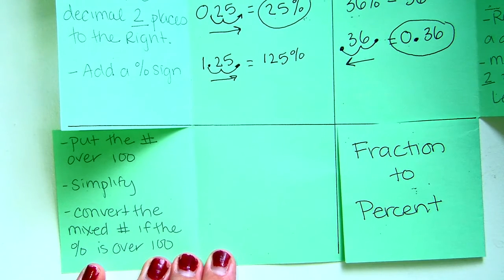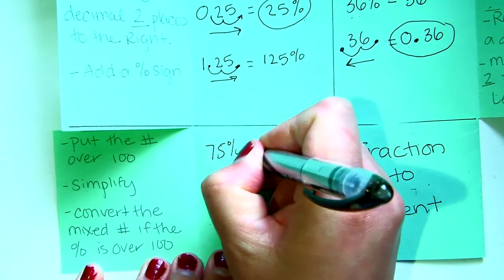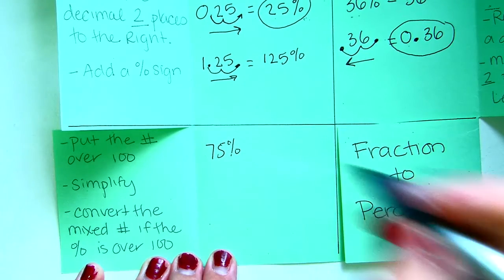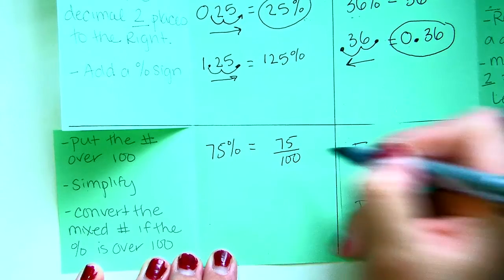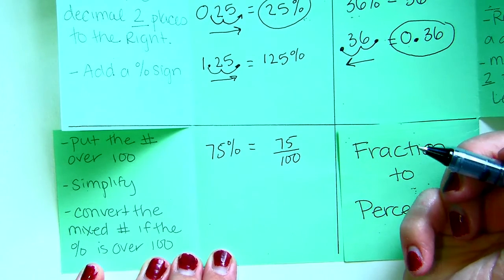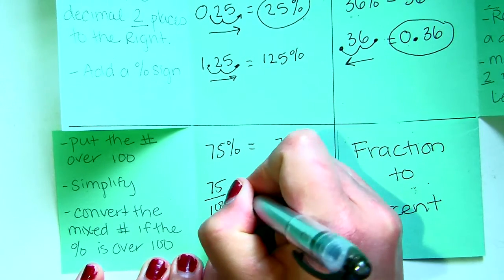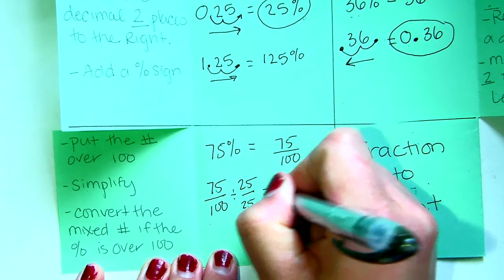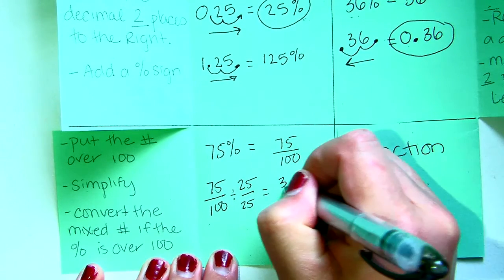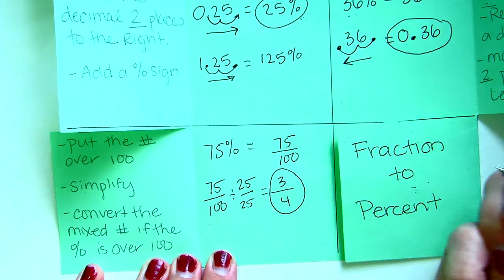So let's say we have 75%. Okay? 75%, I'm going to turn into 75 over 100. Now I'm going to simplify it. 75 over 100, it can be divided by 25 on both. So 75 divided by 25 gives me 3. 100 divided by 25 gives me 4. So my answer is 3/4.